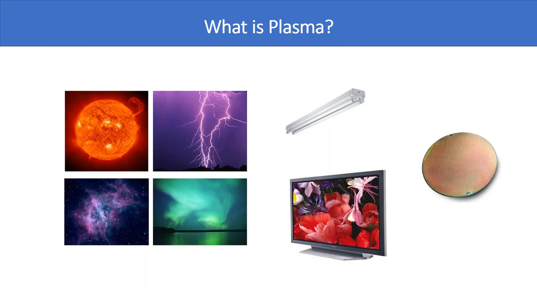So what is plasma, briefly, for background? We're not talking about the clear part of your blood. We're talking about the fourth state of matter, right? So solid, liquid, gas, plasma. If you energize any gas to the point where some of the electrons start falling off, it becomes luminous and highly energetic. Lightning is a plasma. The sun is a plasma.